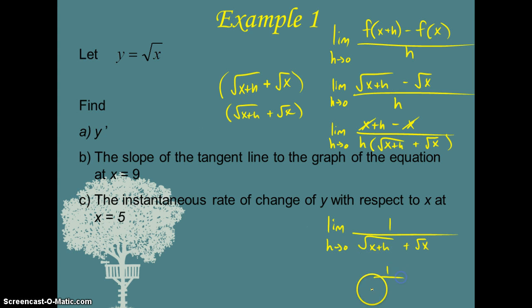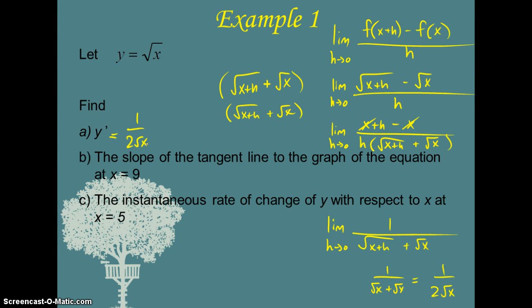And I get 1 over square root of x plus square root of x. Or more simply, 1 over 2 root x. I guarantee you that if you're doing your algebra correctly, all the non-h's should cross out so that these h's can reduce. Guaranteed in every single one of these problems. If that does not happen, check your algebra. So that is A. Y prime is 1 over 2 root x.